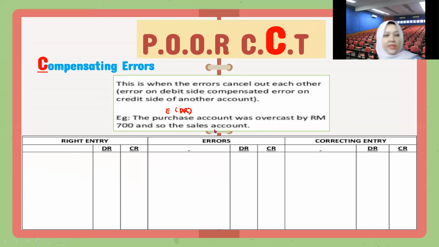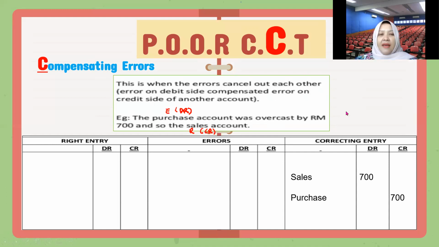Okay, so what will be the correction? You just take it out, you make it less. You debit your sales, since sales is revenue, credit, so you make it less. So debit back your sales of 700, and credit your purchase of 700. So it won't be overcast anymore. It goes back to the original, the correct one actually.